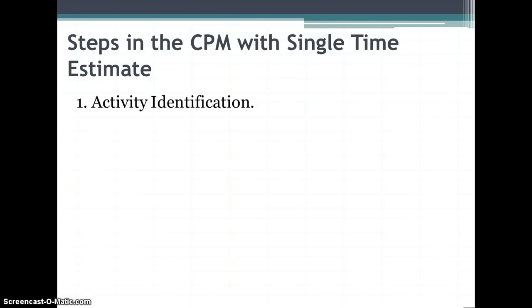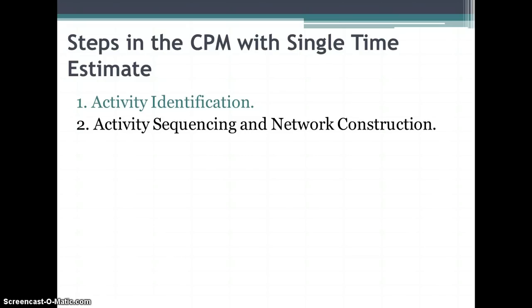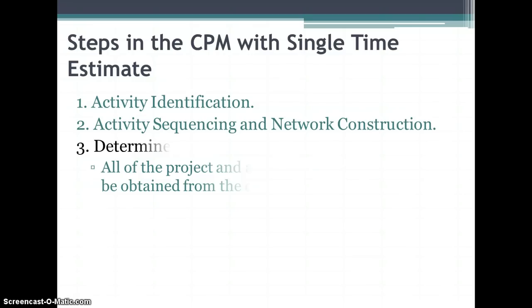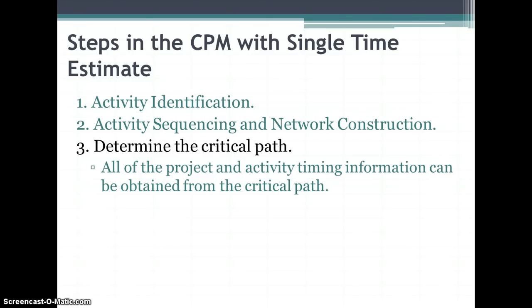So when we do the single time, we identify the activity, that goes without saying. You look at the sequence of the activities and you construct a network, and then you determine the critical path. Almost all of the project and activity timing information can be obtained from the critical path.